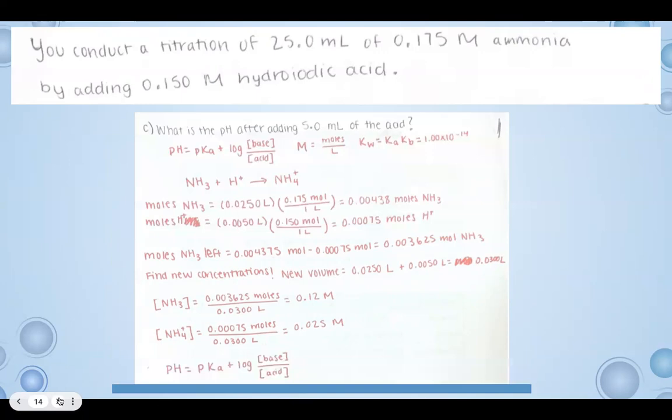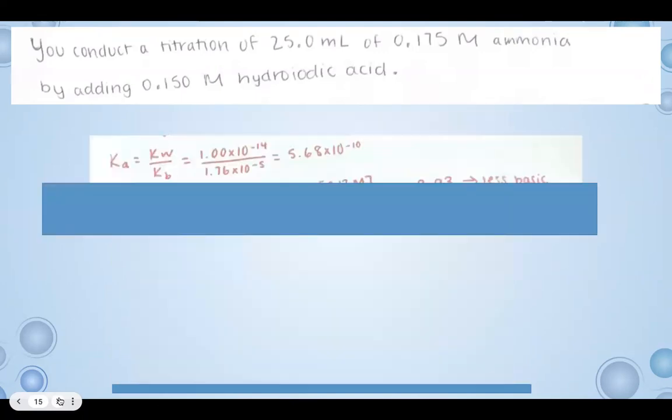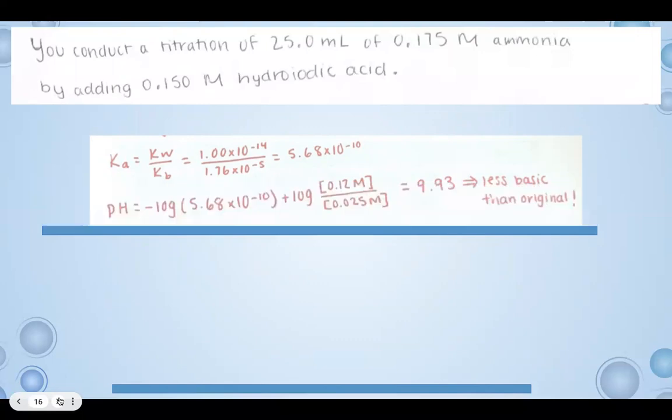And now we can use Henderson-Hasselbalch. But first, we need to find what Ka is equal to, because previously we were using Kb from NH3. We do 1.00 times 10 to the negative 14 divided by the Kb value, and we find that Ka is equal to 5.68 times 10 to the negative 10. Now we can plug in this Ka value and the new concentrations of the base and acid, and we find that the pH of this solution is now 9.93, which is less basic than the original, and this makes sense because acid was added.